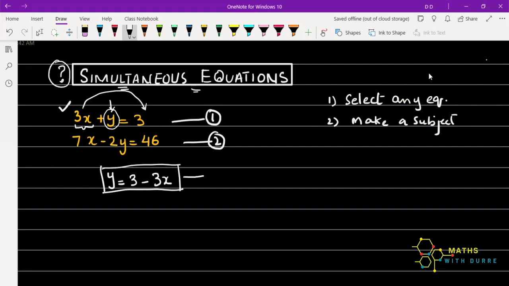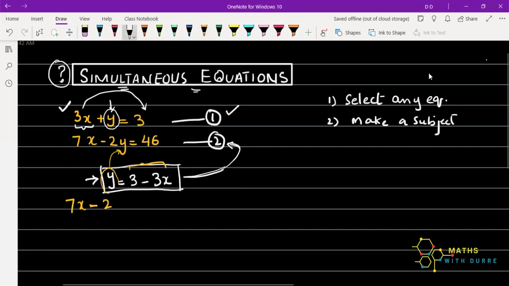Now, I will put this value in equation 2. मैंने ये subject किस equation को बनाया था? Equation number 1 को. So, I will put this value in the second equation. So, I'll keep the second equation. I will start putting it: 7x minus 2. So instead of y, I will put the whole expression in the equation.